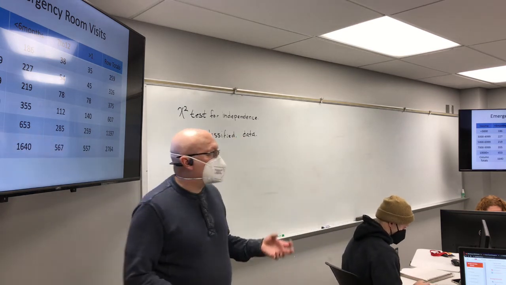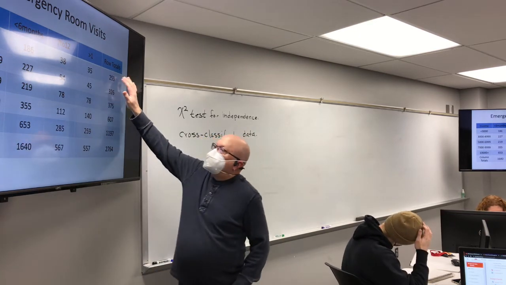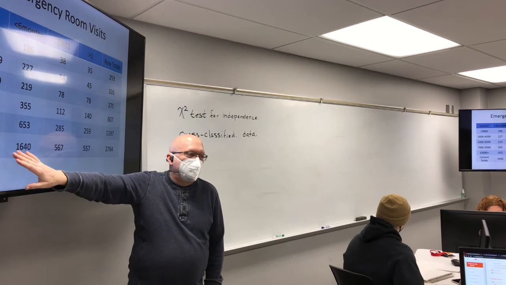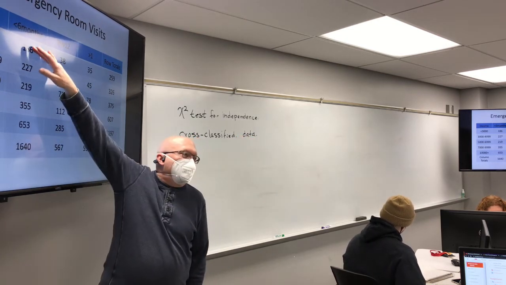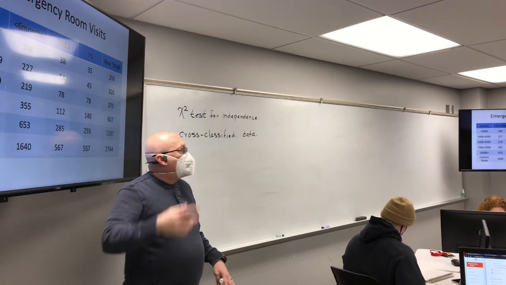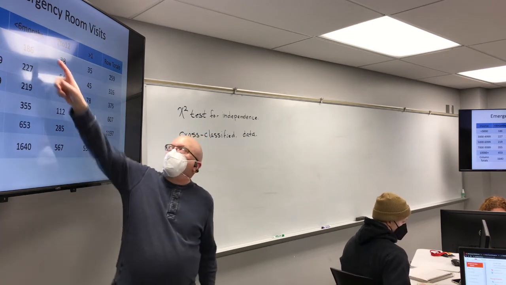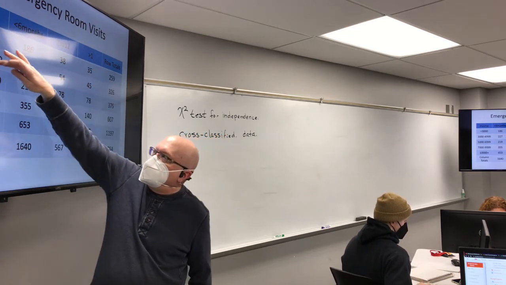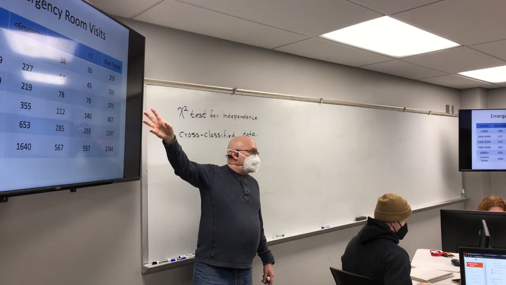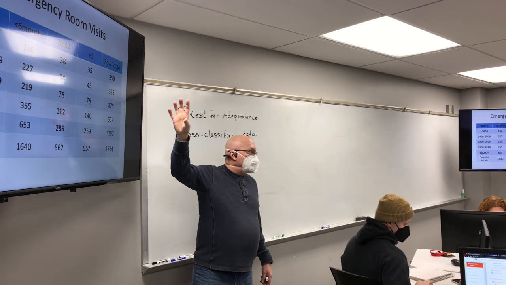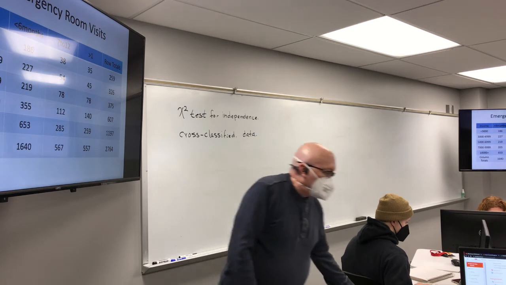Well, the first thing we have to do is calculate the expected values. So we would take the row total times the column total and divide it by the grand total, and that would be the expected value for this cell. Now, this involves a lot of hand calculations, right? Because we have 3 by 5, we have 15 different expected values to calculate, et cetera.